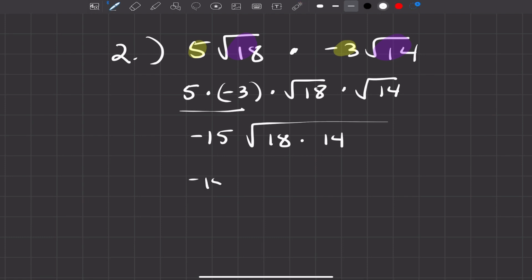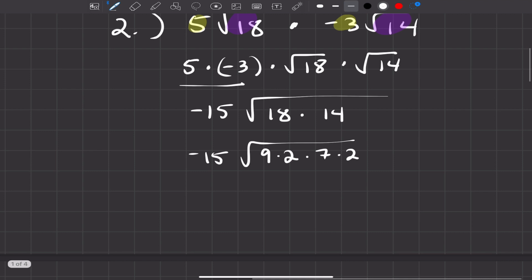So I have negative 15 root. Let's break apart the 18. Two numbers that multiply together to give me 18, where one of them is a perfect square, is 9 times 2, because 9 times 2 is 18. And then I'm going to break the 14 apart. I'm thinking 7 times 2. Now look, I have the square root of 9, which is 3. So 3 is going to get multiplied with the negative 15. That 3 is going to go outside of that square root. So I don't need this 9 anymore.